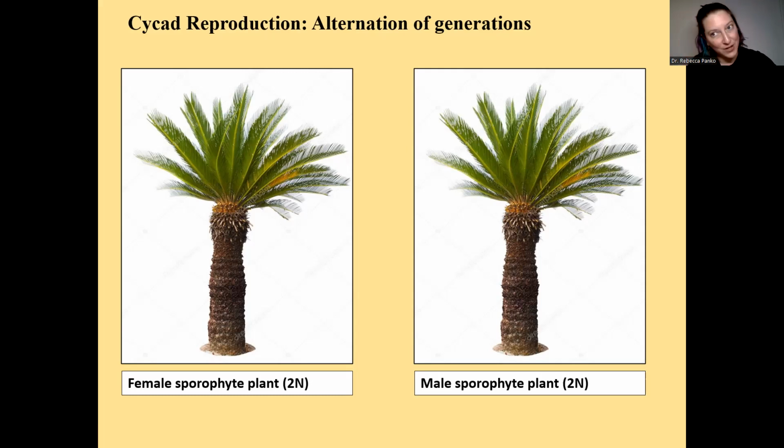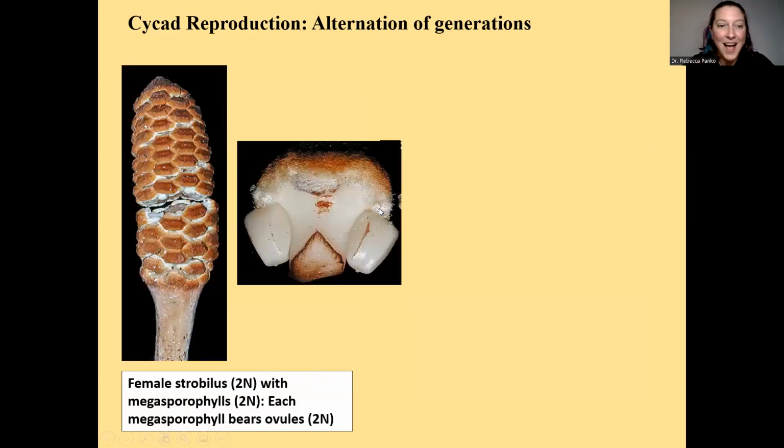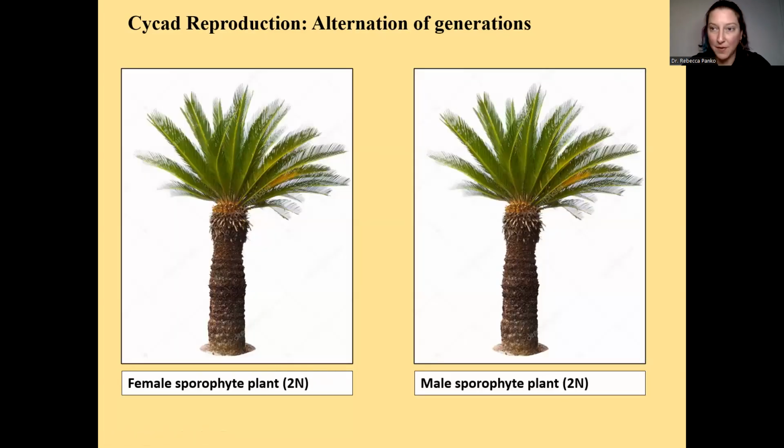cycads, strictly dioecious in that they have female plants and male plants, right? So these are our sporophyte plants. How do we know they're sporophyte plants? Because they are diploid, right? Diploid sporophyte plants. Not palms. All right. So first, we'll talk about this female sporophyte plant on the left here.